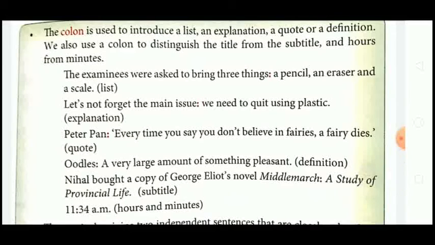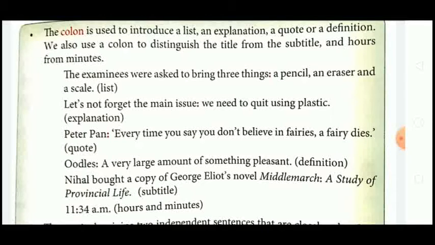The first one: The examiners were asked to bring three things: a pencil, an eraser, and a scale. Here, the double dot is called colon. To show the list, we have used colon. Next: Let's not forget the main issue: we need to quit using plastic. Here, explanation. To show the explanation, we have used colon.